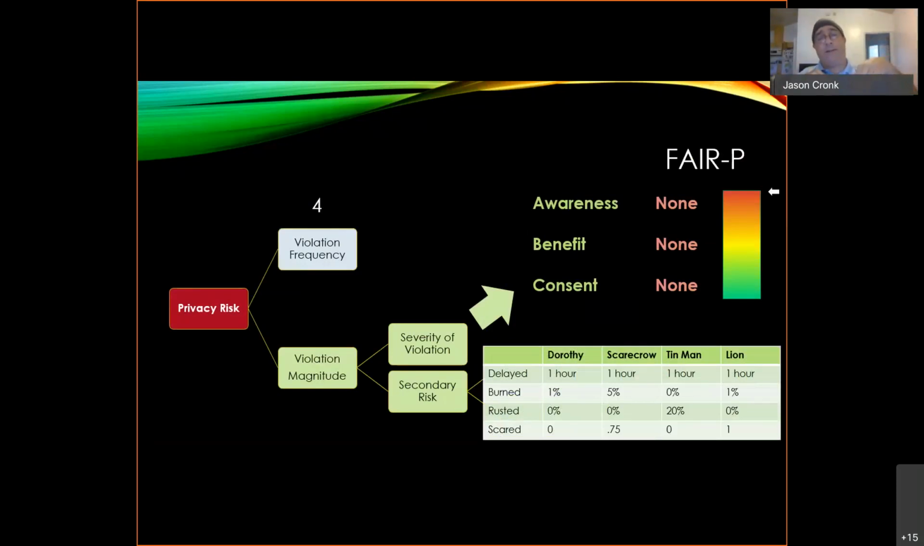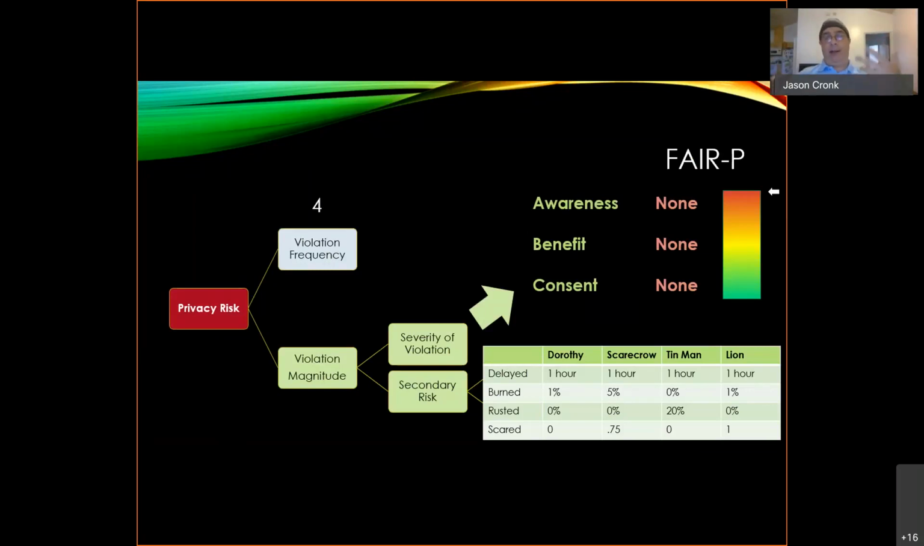Now, these aren't usually the factors that I use in looking at secondary risk. I'm usually looking at psychological factors, loss of opportunities, loss of liberty, lost financial cost. But for this particular model, I looked at, are they delayed in their mission? Are they burned? Are they rusted? Are they scared? Delayed is clearly a time, so we're going to measure that over time, and they all get delayed about an hour. And we're using empirical evidence from the movie to guide us.